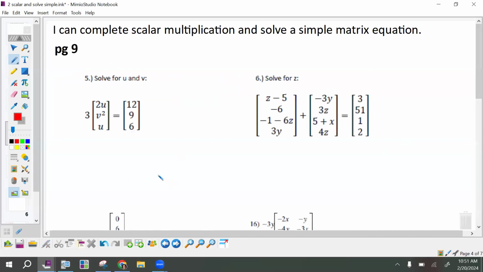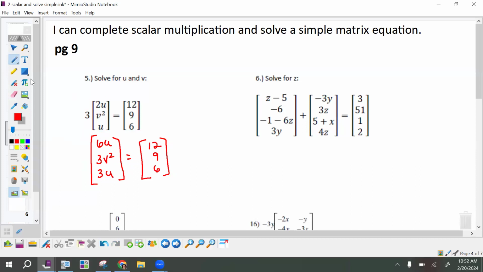Okay, so now on page 9, I have a scalar of 3 and a matrix. So I'm going to do this scalar multiplication. 3 times 2 times u is 6u. 3 times v squared. Oops. Need a little bit more space here. 3 times v squared. And then 3 times u. That matrix is equal to 12, 9, and 6.